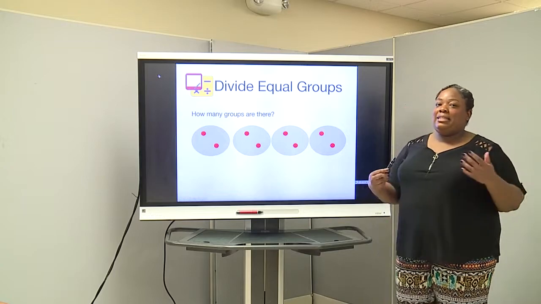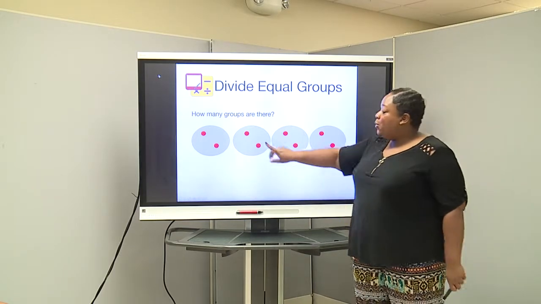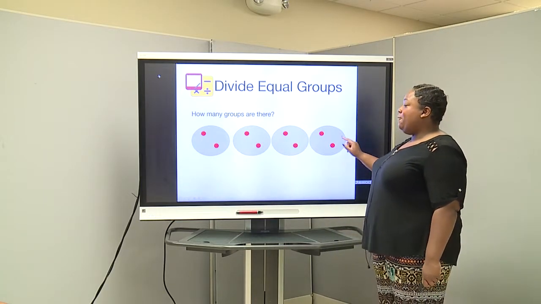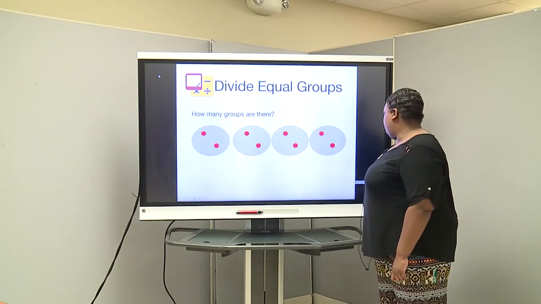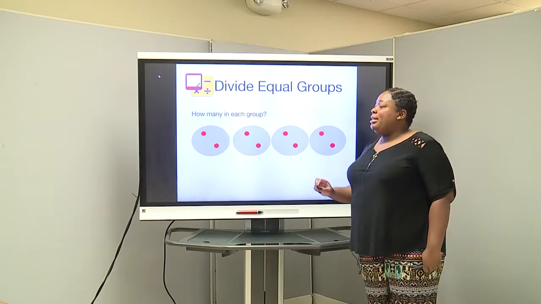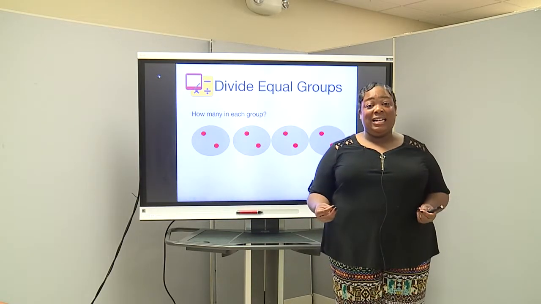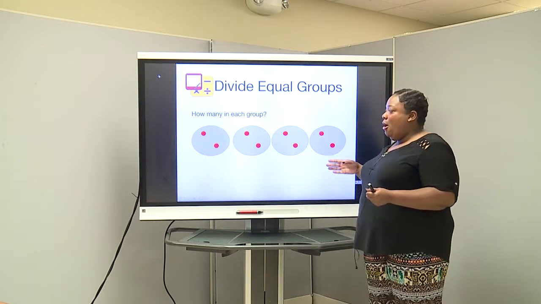All right, let's look at this next problem. How many groups are there? We have 1, 2, 3, 4. We have 4 groups, all right? Now, it's asking us how many in each group, so they're asking the size of each group, all right? So remember, the size of the group tells us how many there are in each group, all right?